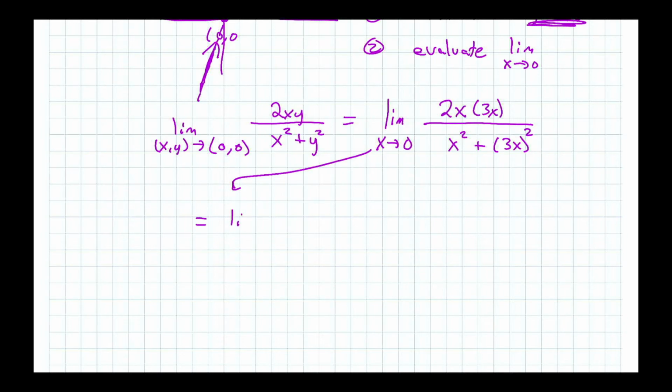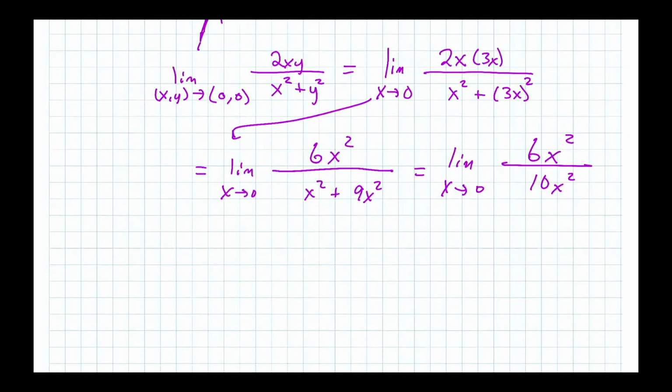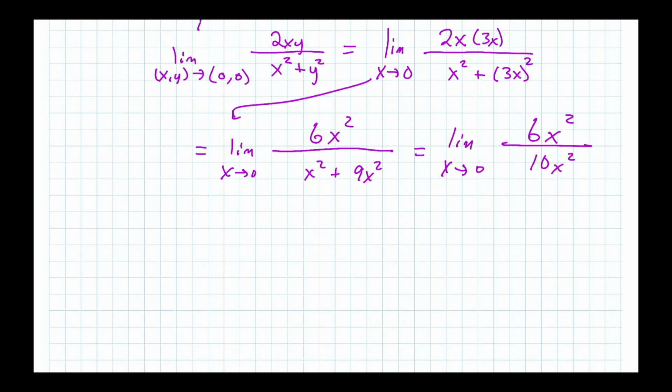All right, so let's do this. We got a limit as x approaches zero. In the numerator, we have 6x squared. And in the denominator, we've got x squared plus 9x squared, which is 10x squared. So then we're just going to work this out. First of all, 6 over 10 is 3 over 5. And then x squared over x squared just cancels, right? So it's actually just the limit as x approaches zero of 3/5.